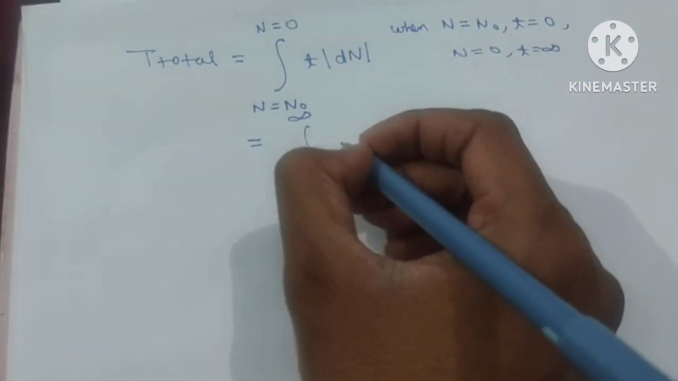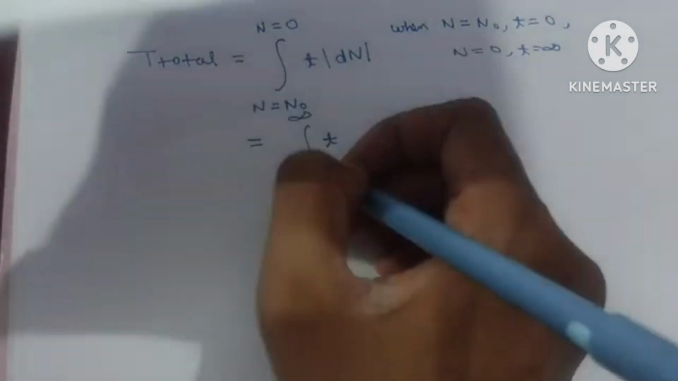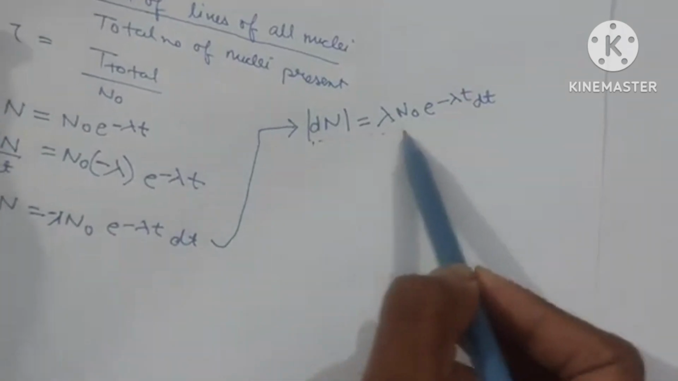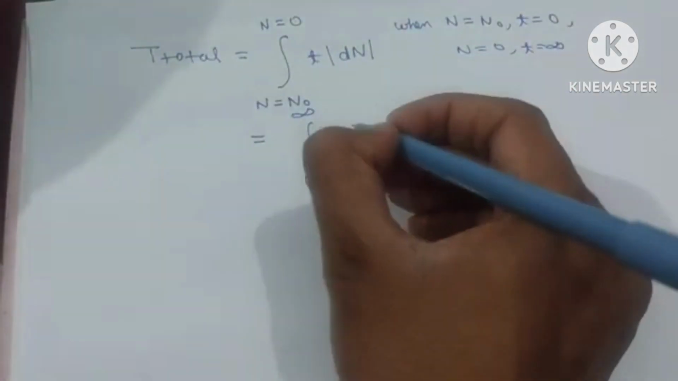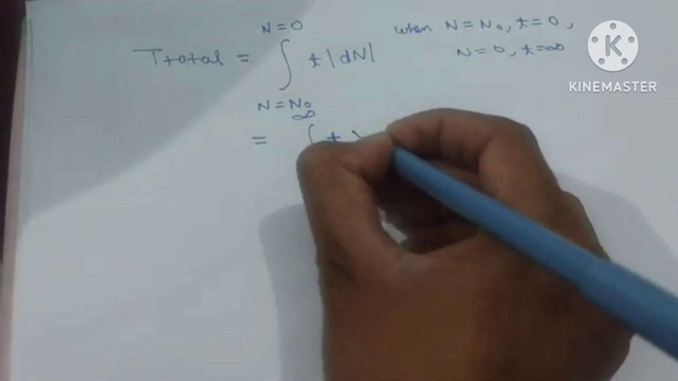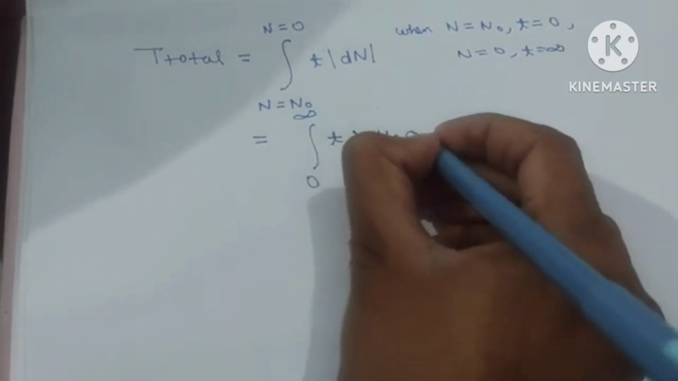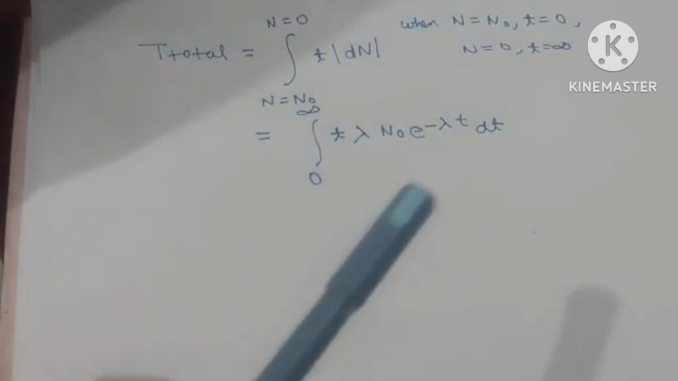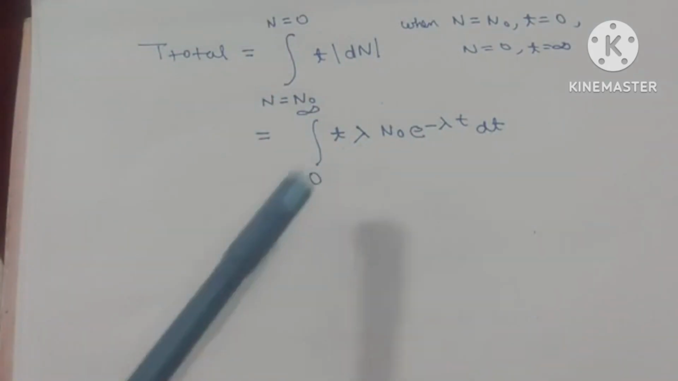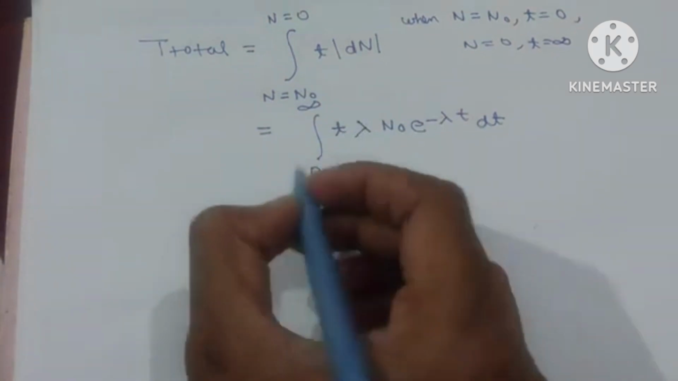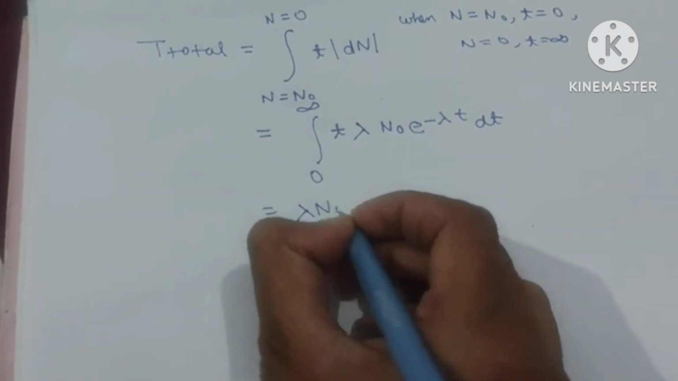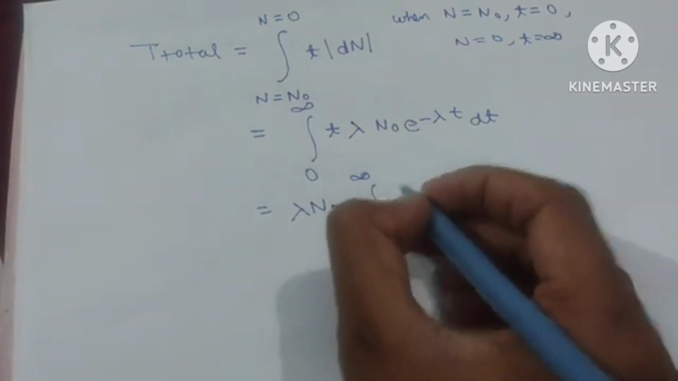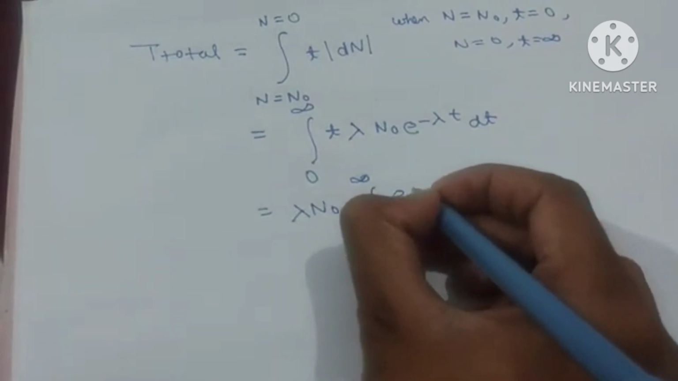So take t as t, and we put the value of dN here. So this is lambda N naught e to the power minus lambda t dt. There is only one thing left, which is the integration. First of all, take out the common term from the integration. Lambda and N naught is the common term. It is a simple integration. We will do integration by parts.